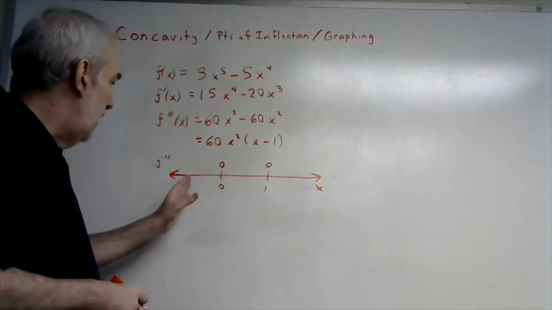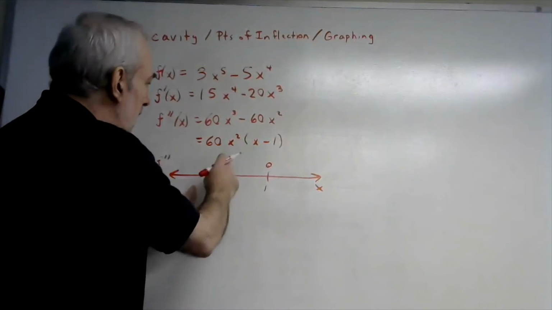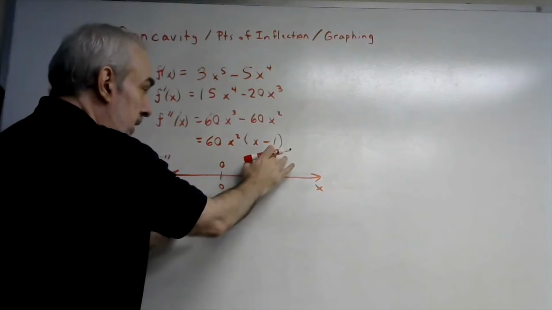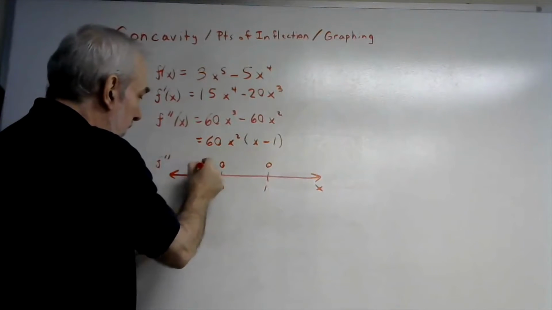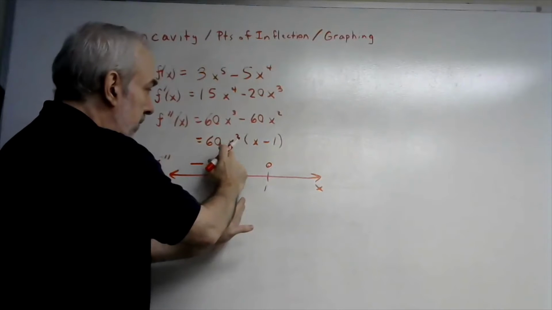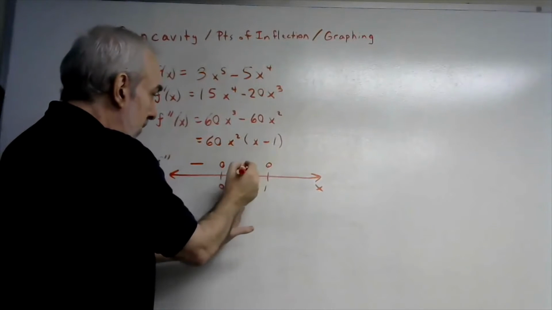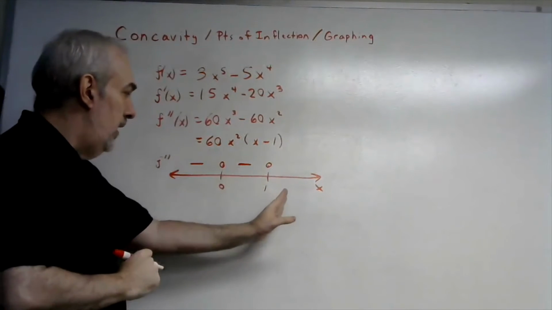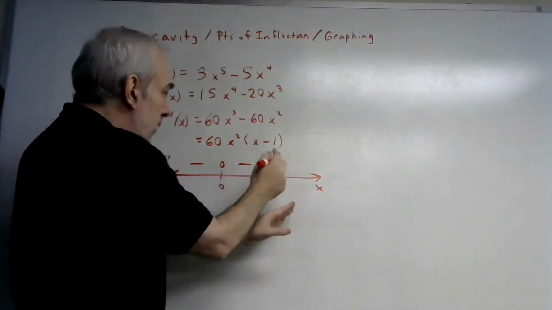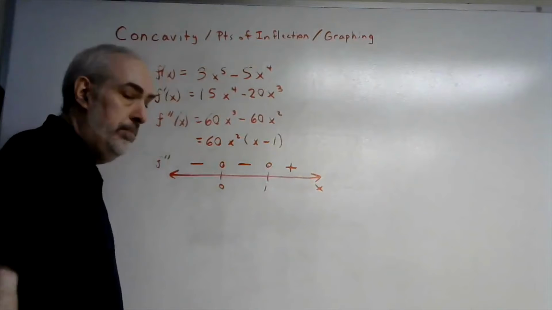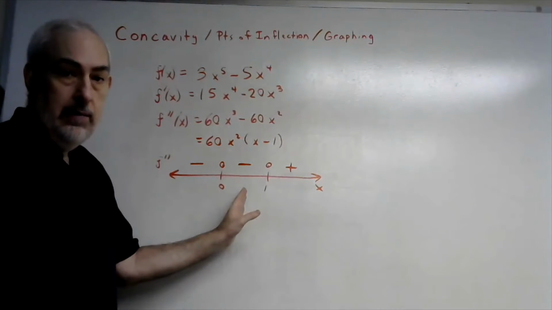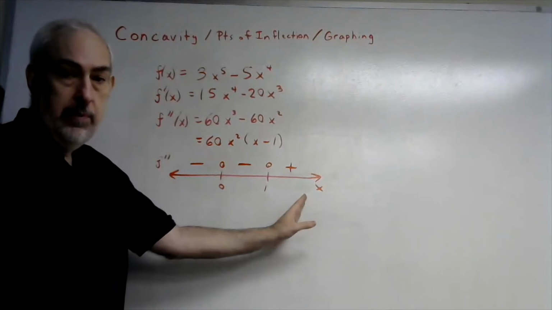If we plug in negative 10, a negative number squared is still positive, but this would be negative 11. So we have one negative, so the whole region is negative. If we plug in 1/2, that's still positive, and 1/2 minus 1 is still negative, so this region is negative. And if we plug in a number bigger than 1, like 2, everything's now positive, so this region is positive. So the function is concave down again, and then concave up.